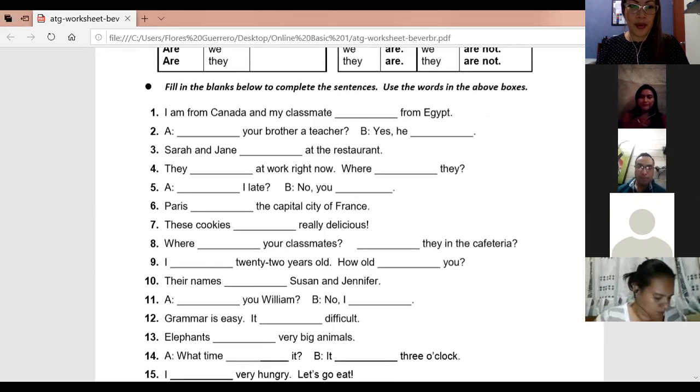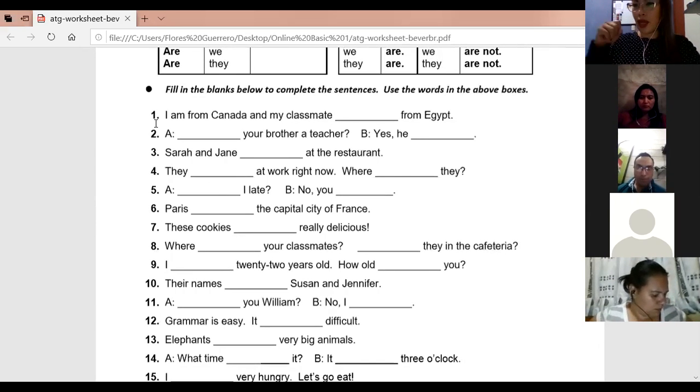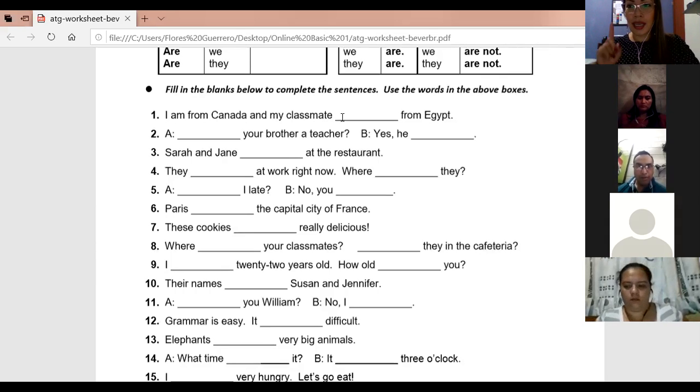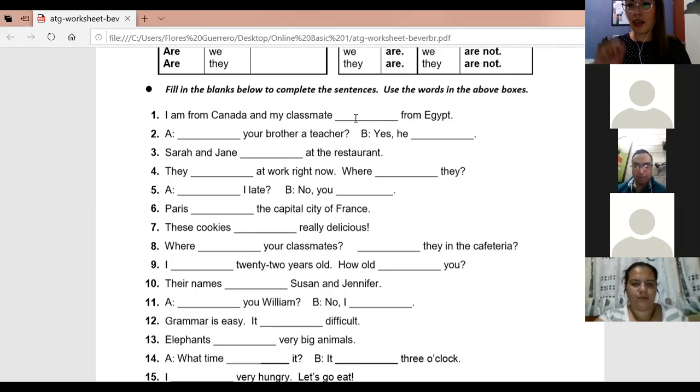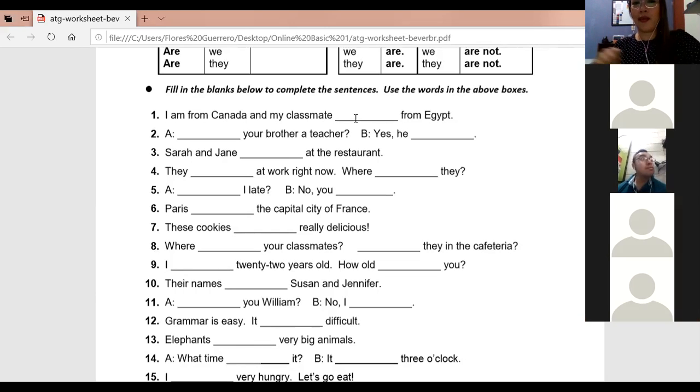Por ejemplo, aquí, el 1. Voy a escribir un número 1 y luego dice, I am from Canada and my classmate are they from. Dice classmate, is, está singular. Entonces yo voy a escribir 1-is, solo el número y la respuesta para no copiar todo. Luego yo se lo voy a mandar para que ya tengan el documento completo. Ahorita solo escriban el número y la respuesta.